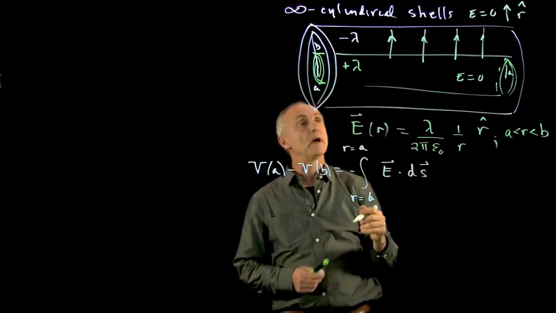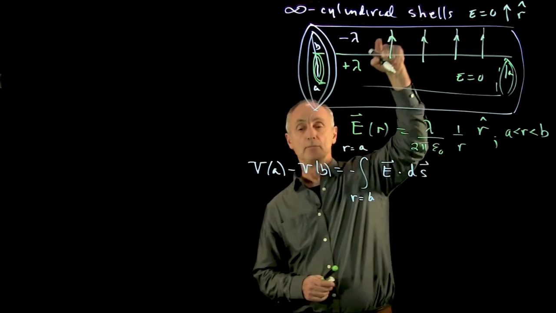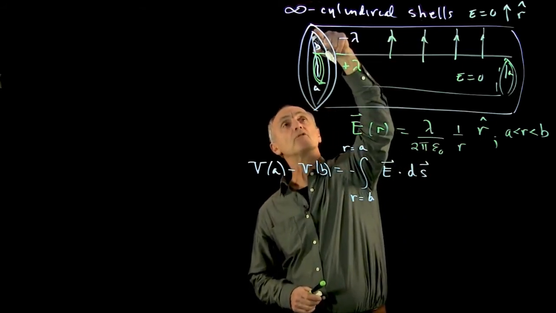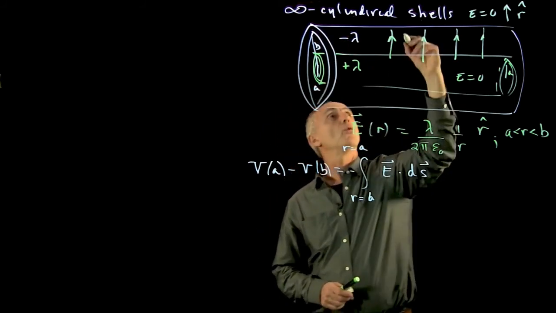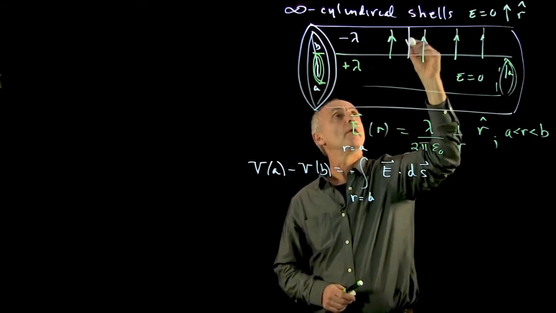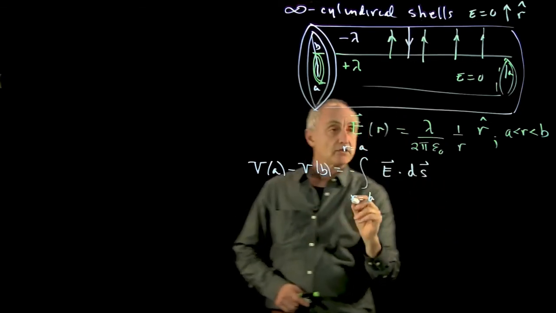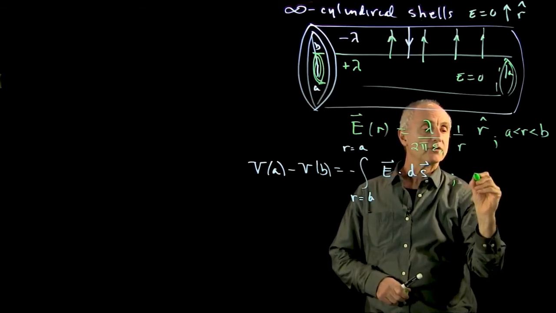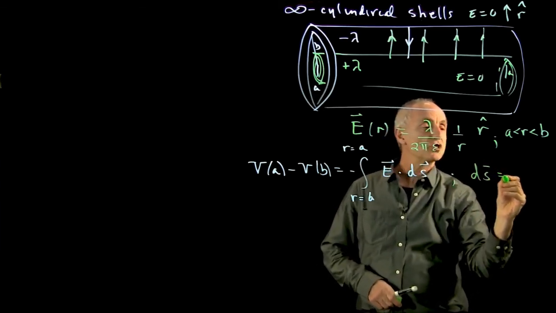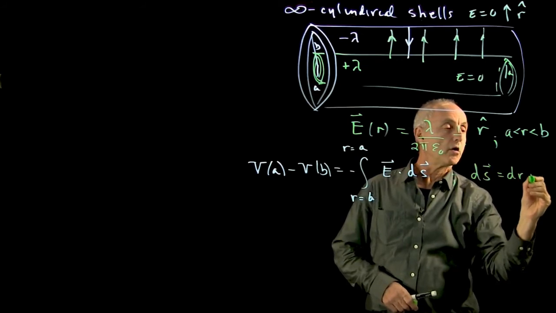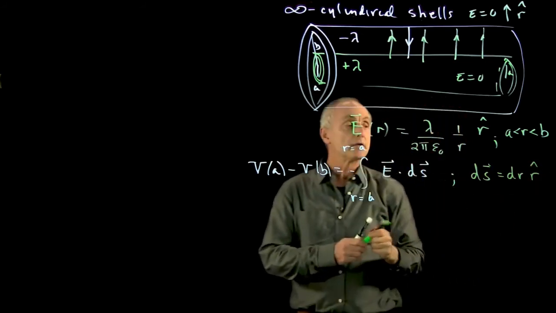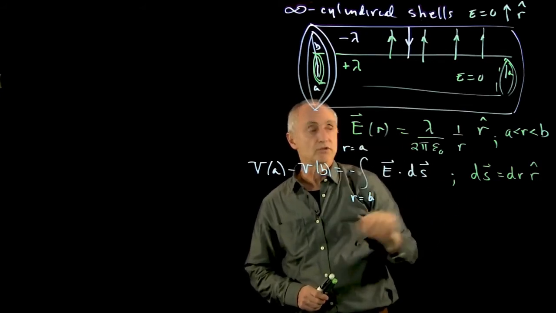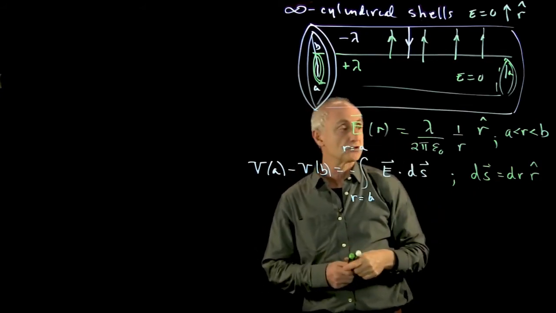Now again, we need to choose a path. Since we're starting at b, the radius of the outer shell, and going to a, the inner shell, we're going to go directly inward. And our ds vector, I'll write it over here. Now we have to be careful here, it's just equal to dr r hat. It is not minus dr. The direction and the sign of the dr's is taken into account by the endpoints of the integral.